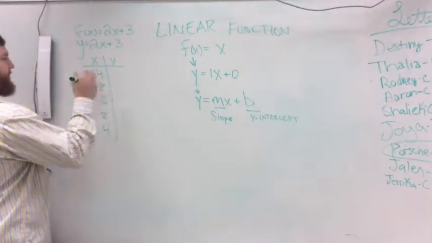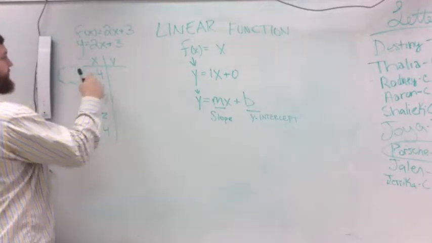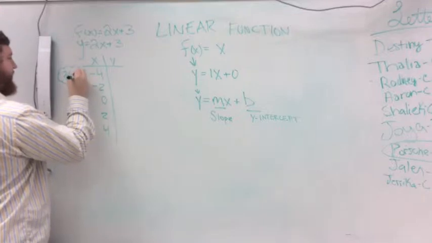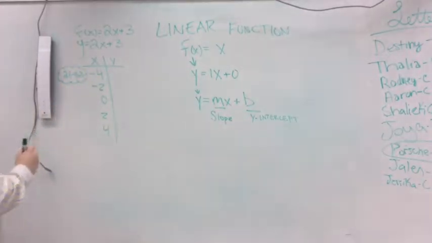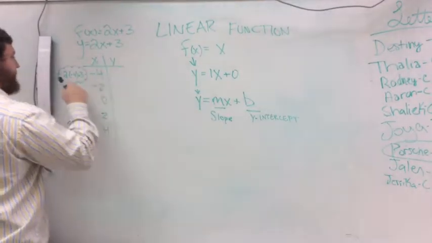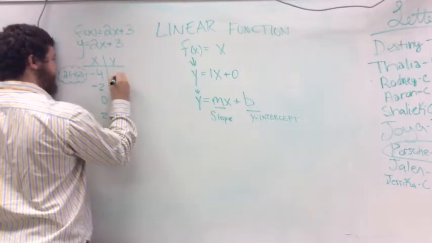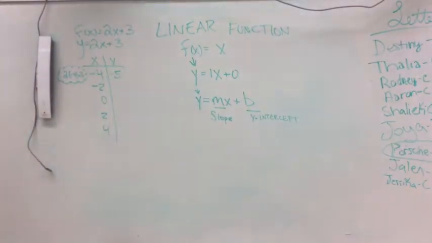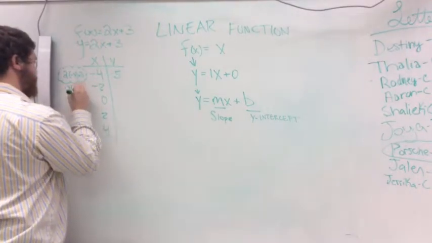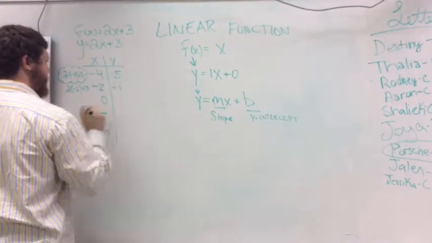So now, what do I do? What do I need to be thinking when I plug in this -4? Well, that -4 is replacing this x. So it's really 2 times -4 plus 3. See where that came from? Put my -4 in where the x is at. So what do I get? What's 2 times -4? Well, that's -8 plus 3 is -5. Beautiful. Now let's plug in -2. So 2 times -2 plus 3. 2 times -2 is -4 plus 3 is -1.